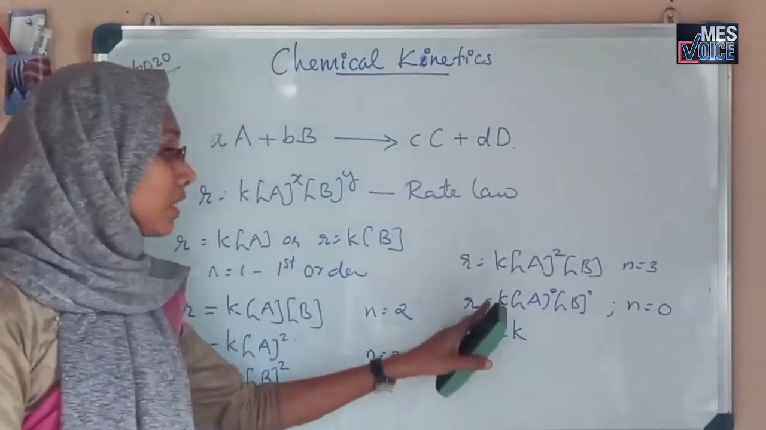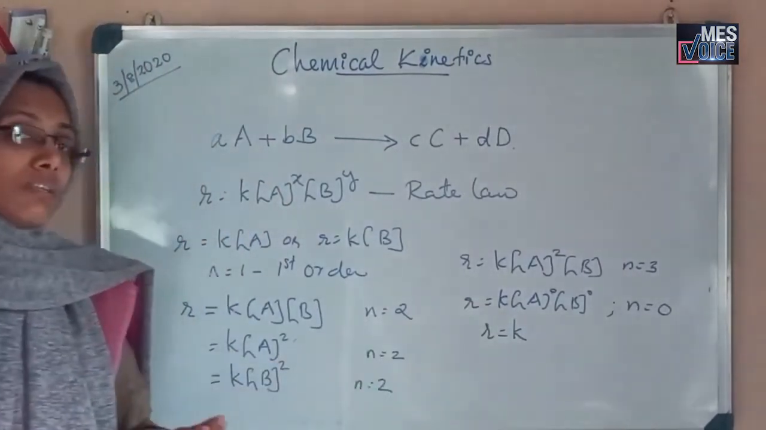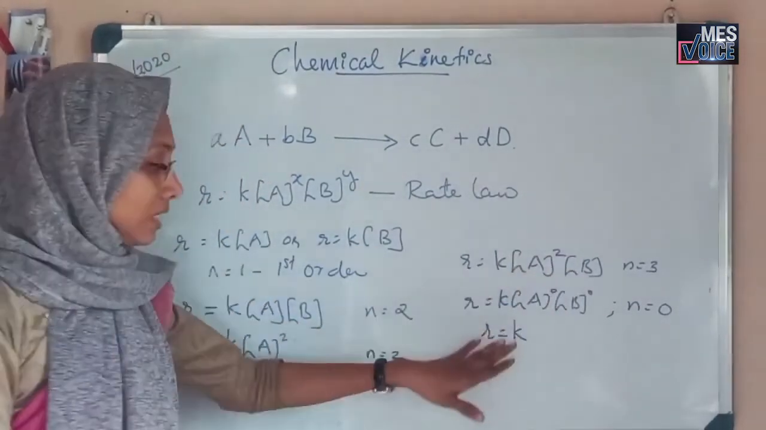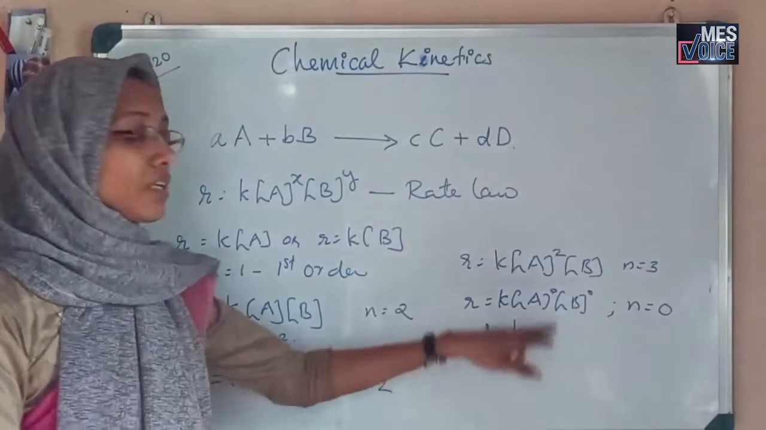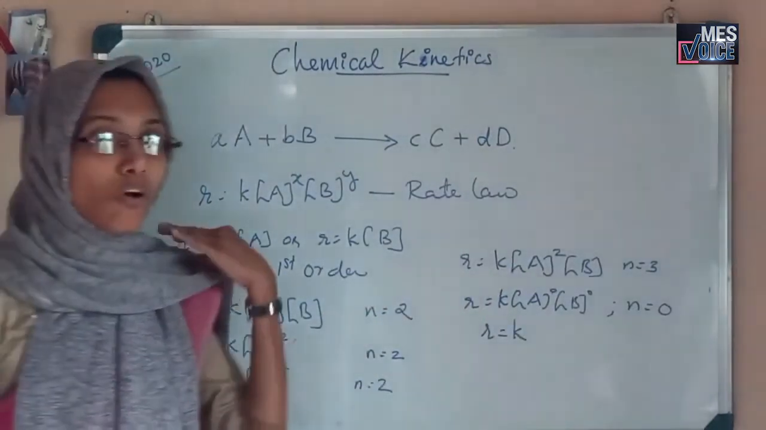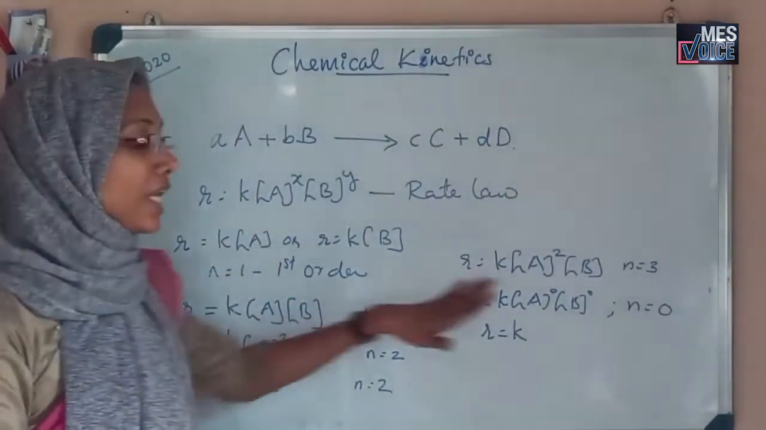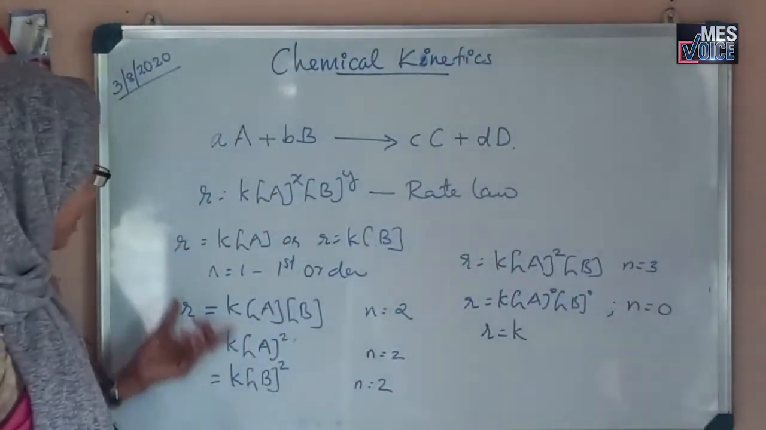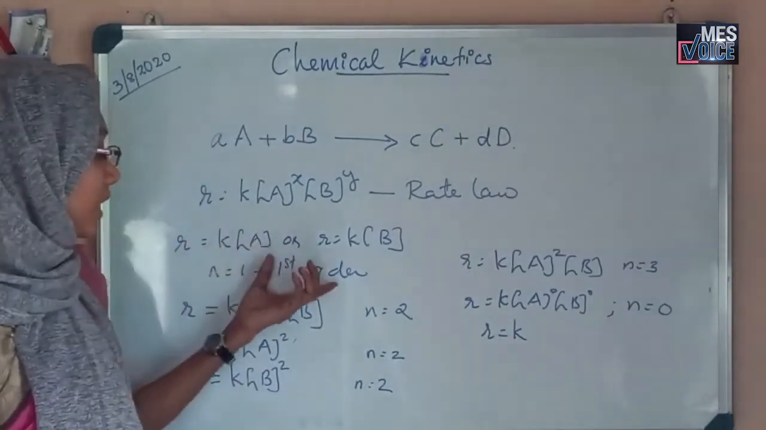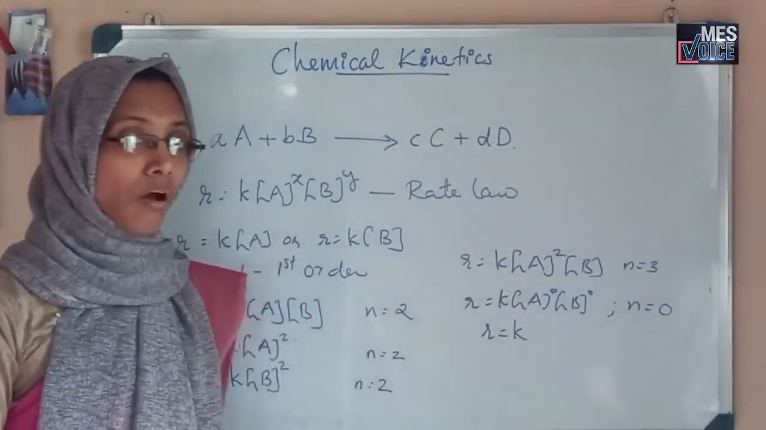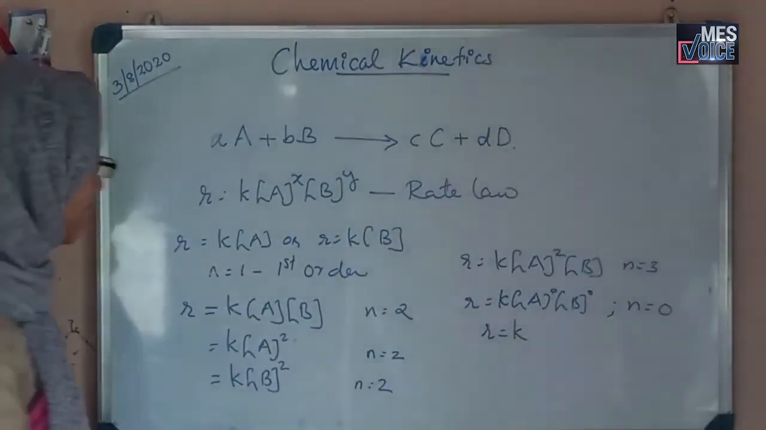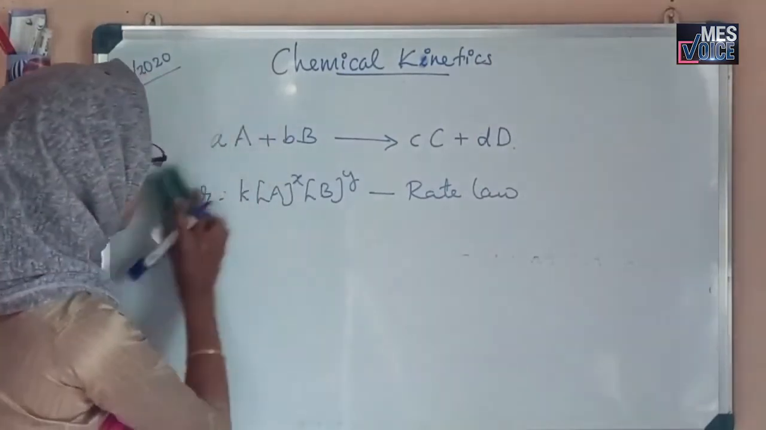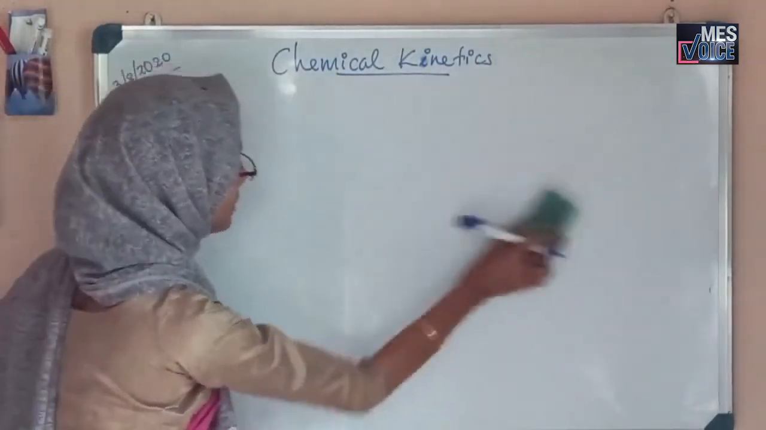For a zero order reaction, the rate of the reaction does not depend on the concentration of any of the reactants. That means it is a constant. The rate of the reaction is always a constant value. It does not vary with the concentration of any of the reactants. So depending on the order of the reaction, we can get first order, second order, third order and zero order reactions. Then next we consider the unit of rate constant.